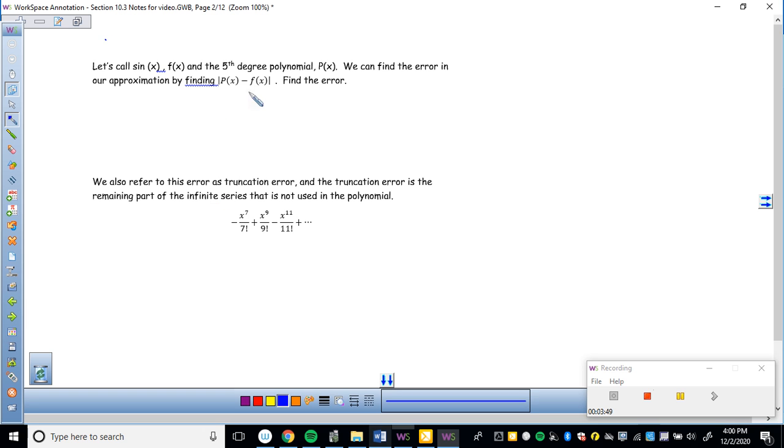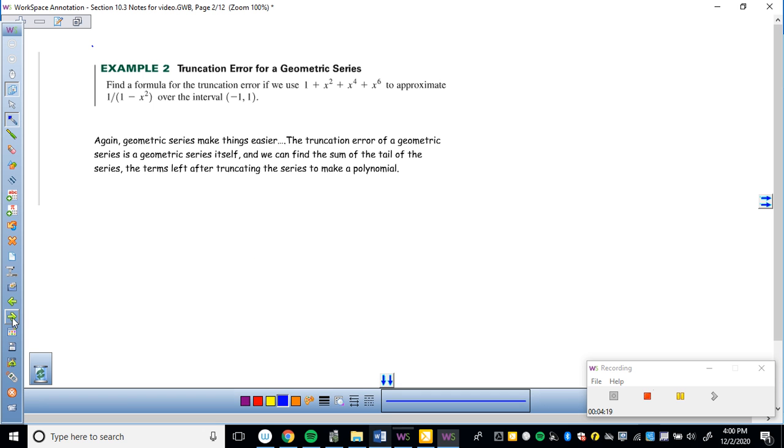Okay, let's move on. So we just found the error between our approximation and the function. We also refer to this error as truncation error. The truncation error is the remaining part of the infinite series that is not used in the polynomial. So the truncation error is created by the rest of the series. And the rest of the series is also called the tail. All right. So now let's talk about truncation error.